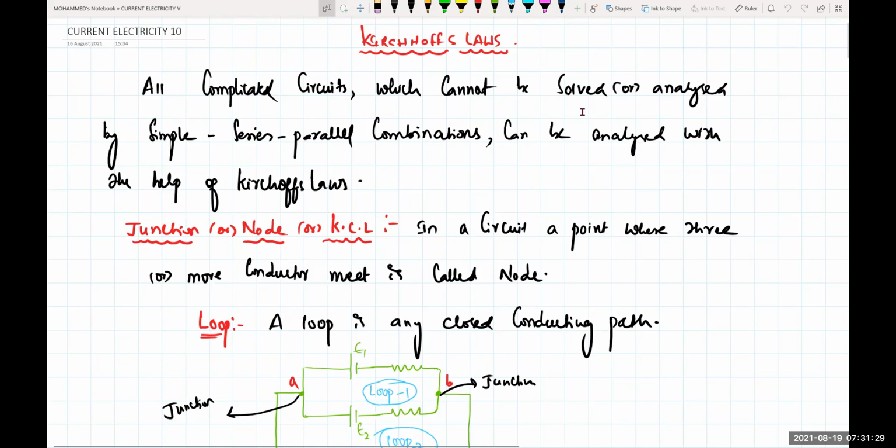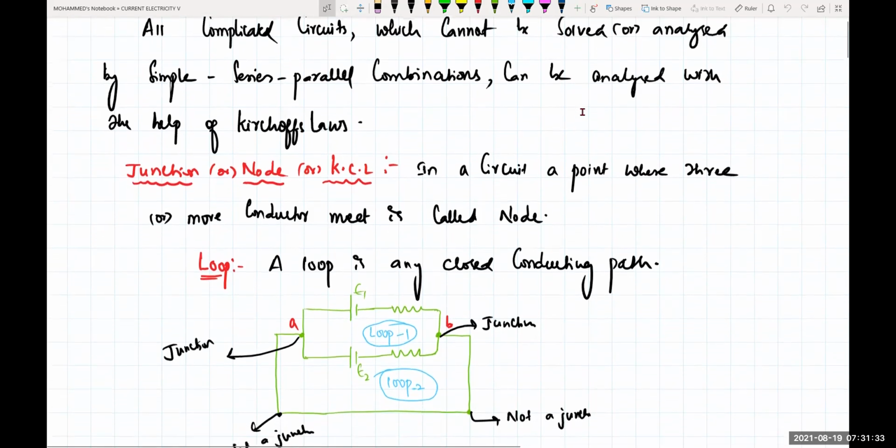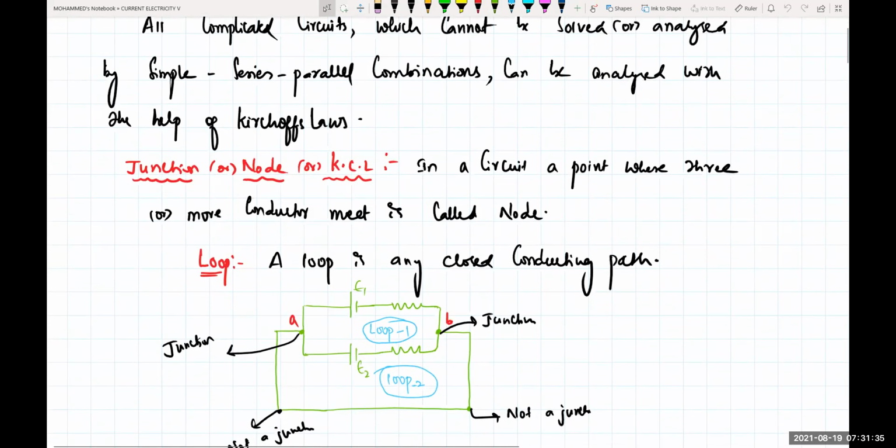In our syllabus, you have got two laws, beta. So one is known as Kirchhoff first law and another is Kirchhoff second law. Let us first understand what is a junction or what is a node. Say in a circuit, a point where there are 3 or more conductors meeting is called a node.